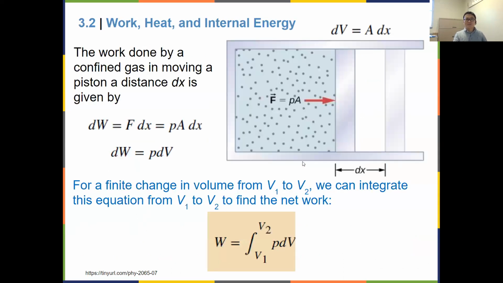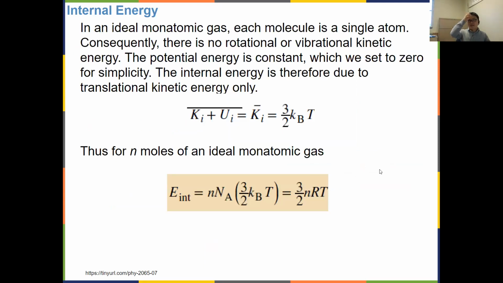Okay. We talk about how to calculate work by a gas system. So you do integration of PdV, that gives you the work done by the gas. Okay. And we talk about internal energy of a gas system for monatomic ideal gas. So you only consider the kinetic energy of the system. So it's 3/2 kBT for an individual molecule. For the whole gas as a system, it's N times N_A times 3/2 kBT, which turns out to be 3/2 nRT. Okay, for the internal energy for the monatomic gas.